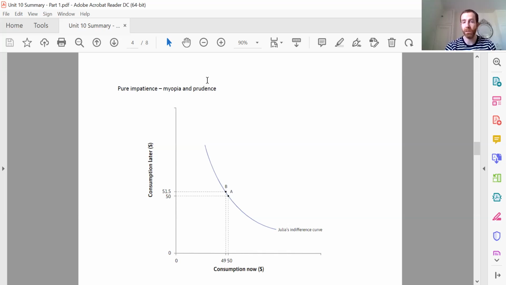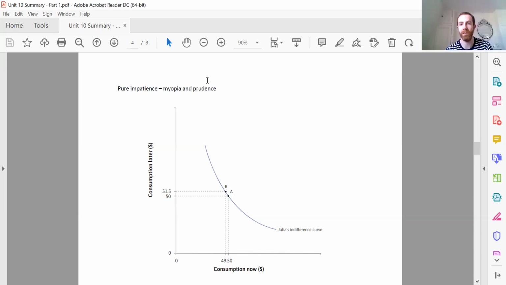Or we've got the idea of prudence, and what we mean by that is someone might think, well, what if I'm not around later on? Then it's pointless to save this amount for later, to have this ability to consume later on, because I might not be there, so I'm better off just consuming right now.